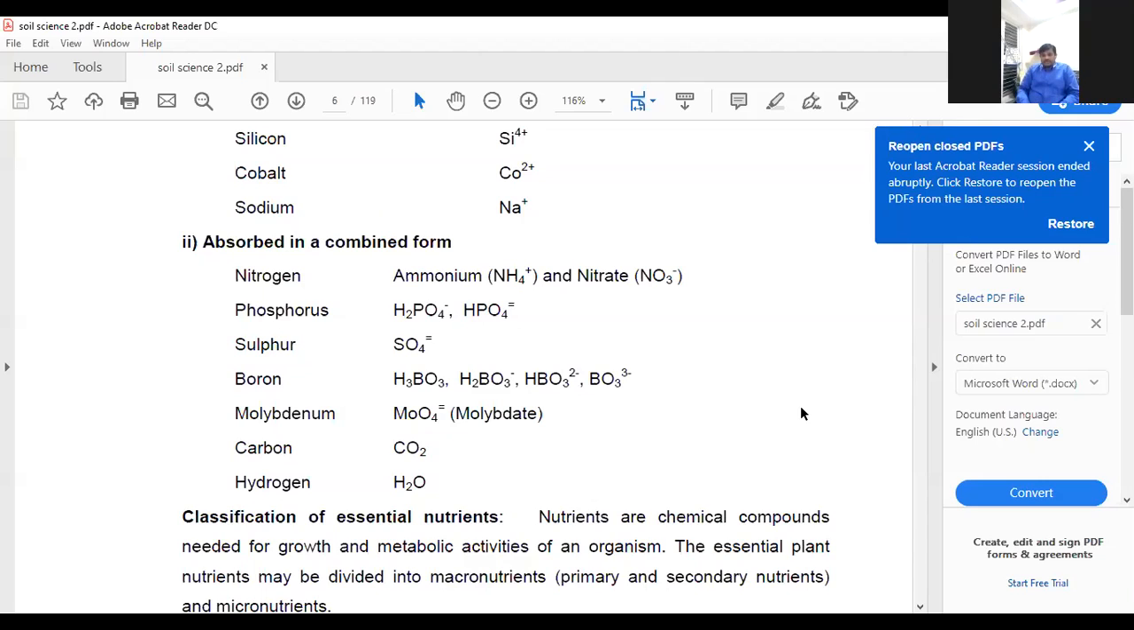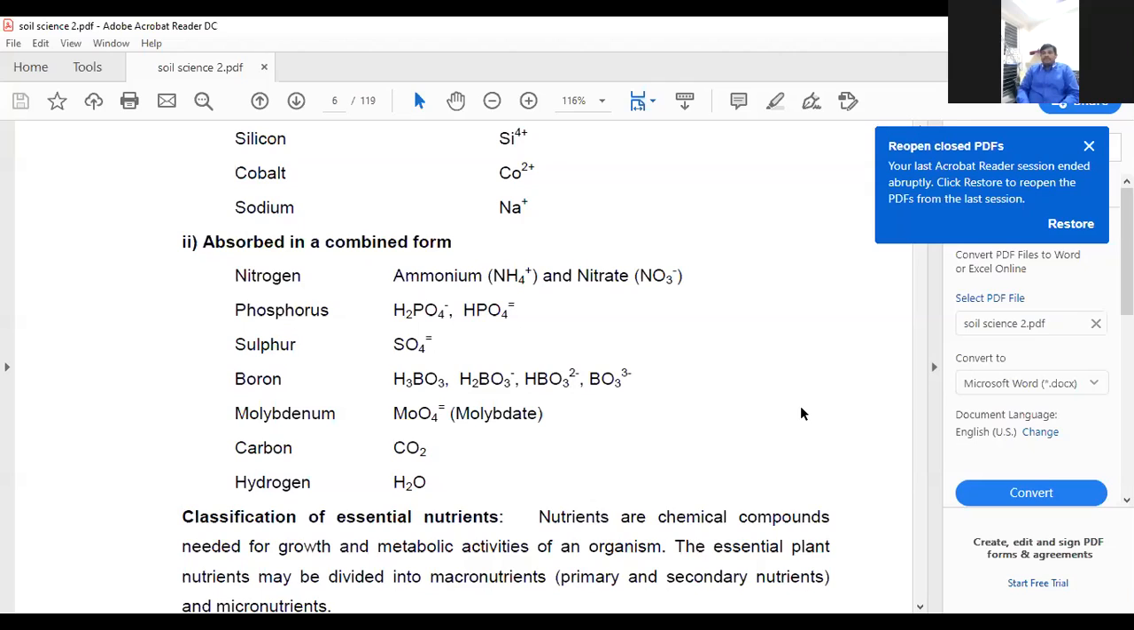That is nitrogen. Nitrogen is available in nitrate form, that is NO3-, which is the more rapidly available form. Then ammoniacal form, that is NH4+. Then for phosphorus, H2PO4-, HPO4--, and PO4---. These are the three available forms of phosphorus.